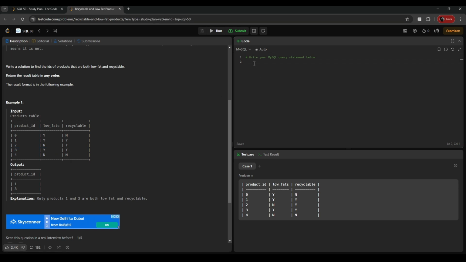So we need to select the product ID from products, using the where clause, where low fats is a yes, and recyclable is also yes. So let's submit it.